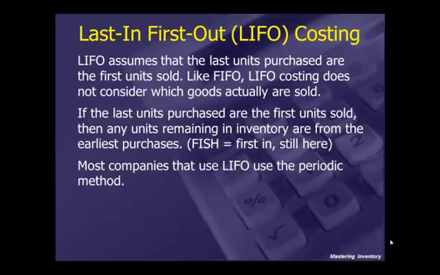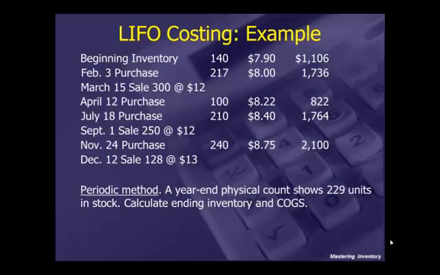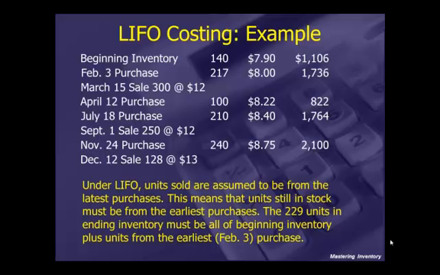Most companies that use LIFO use the periodic method. Same facts that we've been looking at. It's the same storyline. Let's look at the periodic method. A year-end physical count shows 229 units in stock, no surprise there, and we're to calculate the ending inventory and the cost of goods sold. Now, under LIFO, the units sold are assumed to be from the latest purchases, so we're going to start from the bottom.